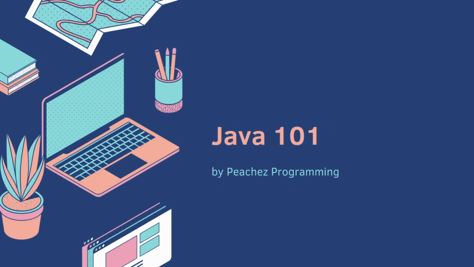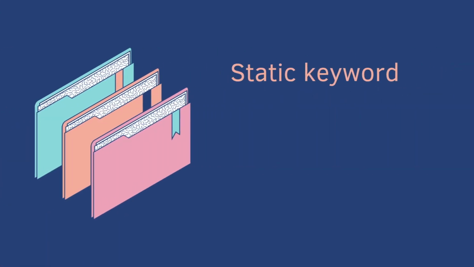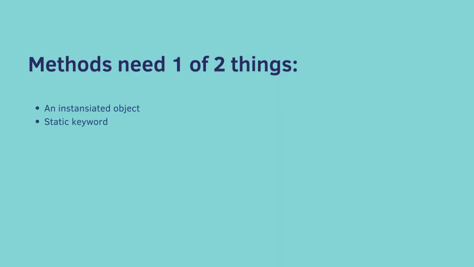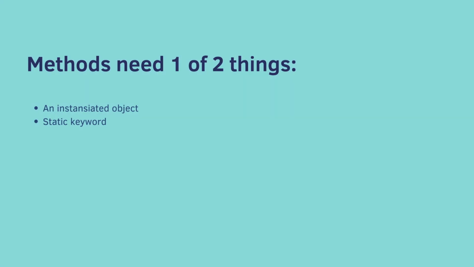Welcome back. We are finally ready to talk about the static keyword. So methods need one of two things: an instantiated object or the static keyword.